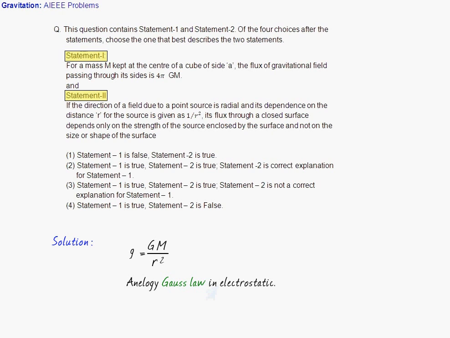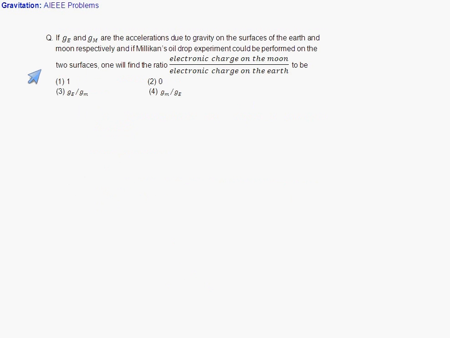Now we will take another problem, question 4. If Ge and Gm are the accelerations due to gravity on the surface of the Earth and the Moon, respectively, and if Millikan's oil drop experiment could be performed on the two surfaces, one will find the ratio of electronic charge on the Moon divided by electronic charge on the Earth to be: 1) 1, 2) 0, 3) Ge by Gm, 4) Gm by Ge. How to solve this problem?